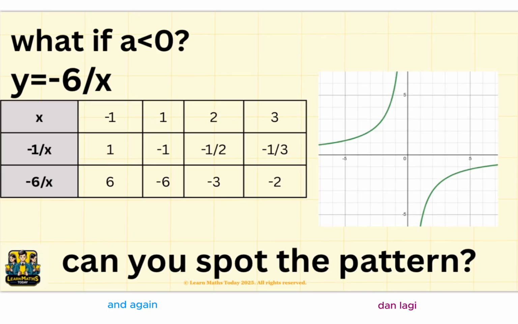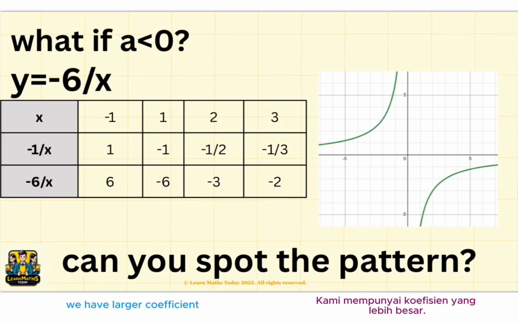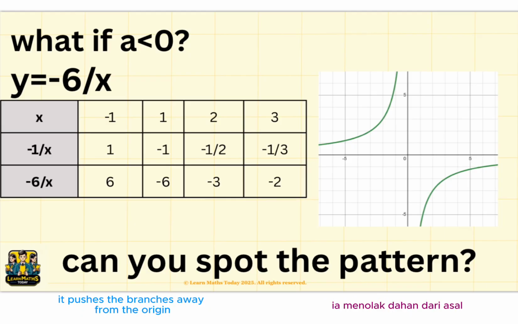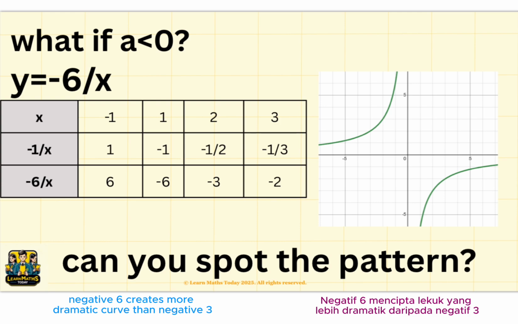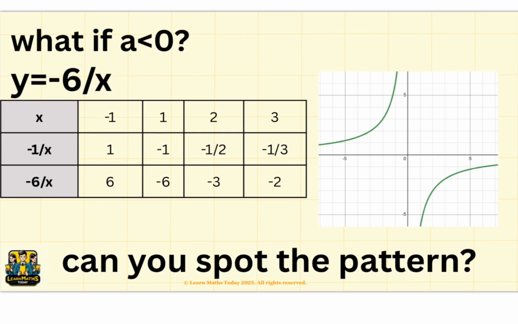And again, if we are drawing y = -6/x, with a larger coefficient, the larger absolute value pushes the branches away from the origin. So the coefficient -6 creates a more dramatic curve than -3, but they're still in the same quadrants, upper left and lower right.